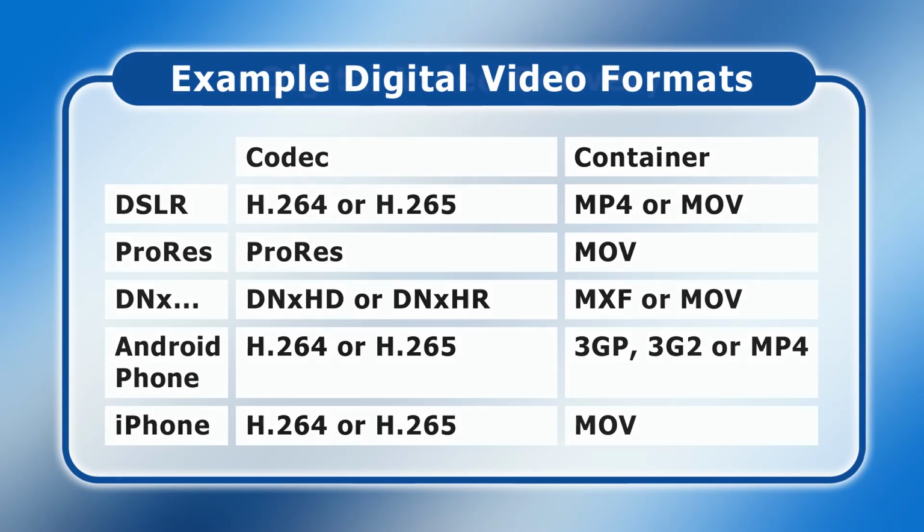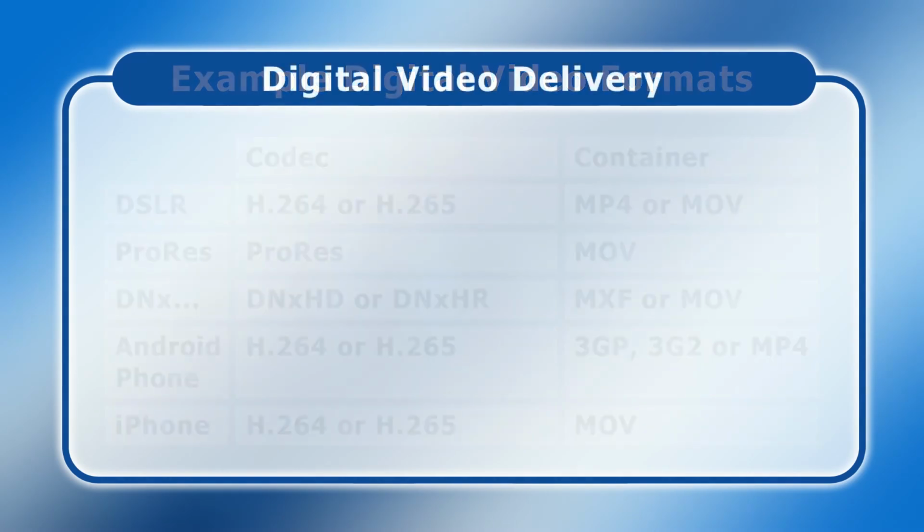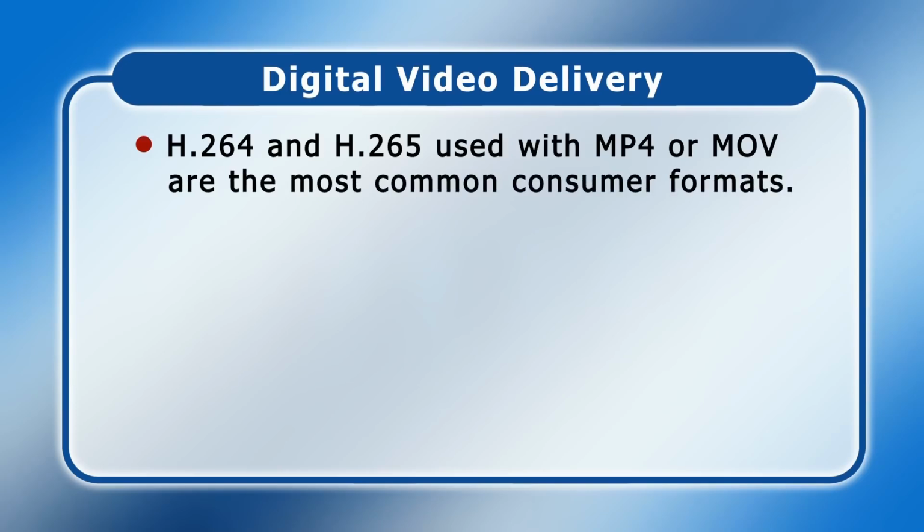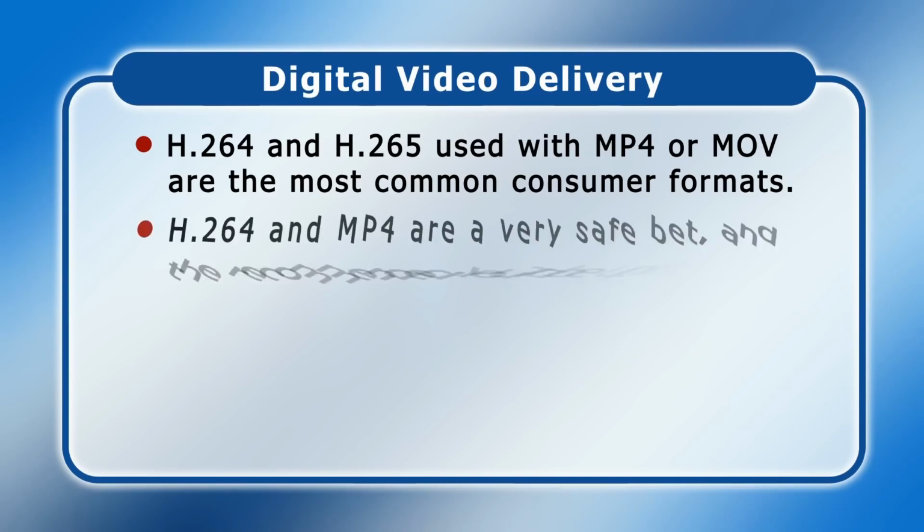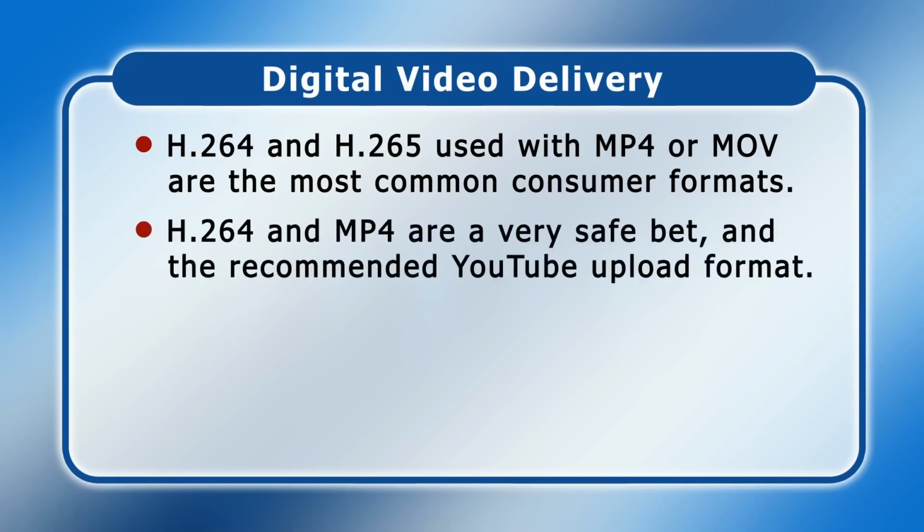When it comes to the delivery of final digital video files, once again we often lack specific format names, although H.264 and H.265 codecs used with MP4 or MOV containers are the most common in the consumer space. And if you are ever in doubt, render your final video using the H.264 codec and an MP4 container, as this is always a very safe bet, as well as being the recommended upload format for YouTube.